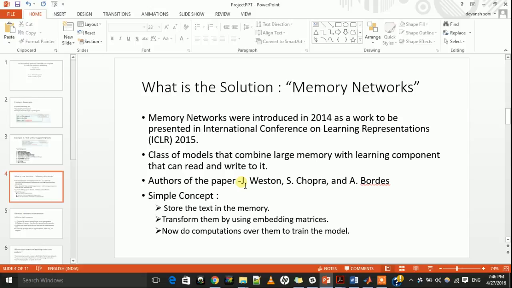So, what is memory networks? It is basically a class of models that combine large memory with a learning component that can read and write onto it. The concept is very simple. First, we have to store the text in memory. Next, we have to transform them by using embedding matrices. Now, we have to do computations on the transformed text to train the model.